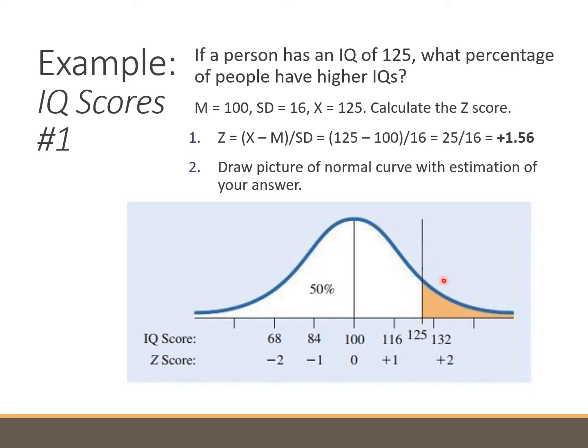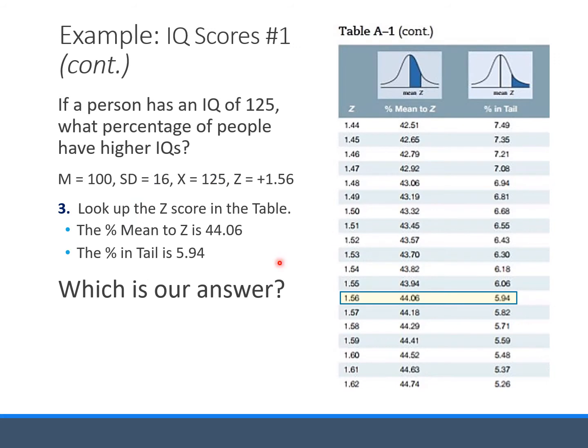We're also going to draw a picture of the normal curve with the estimation of our answer, and you're going to shade in where your answer should be. So when you're doing your assignments, you need to draw the actual normal curve. You'll get good at this. I just draw it, and I draw the mean, I draw the line going across, and I estimate about where my z-score is. And then I want to shade in this part because I'm looking for people with higher IQs.